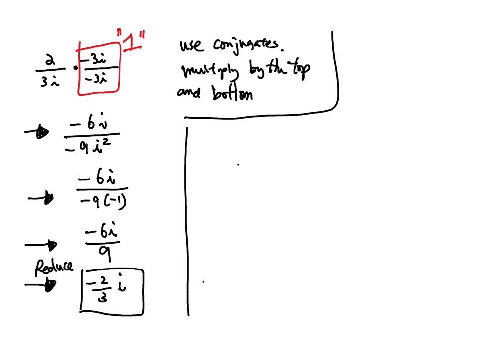Second question, 2 over 1 minus i. Right? Again, there is not really a division for the complex numbers, so we are just going to rationalize the denominator by multiplying by the complex conjugate of the denominator.